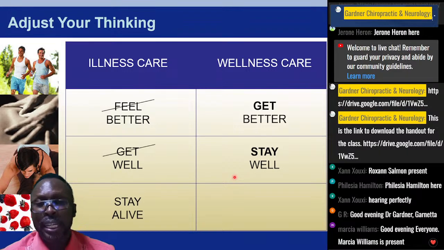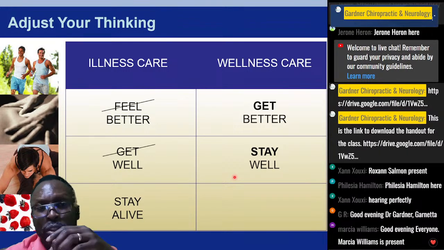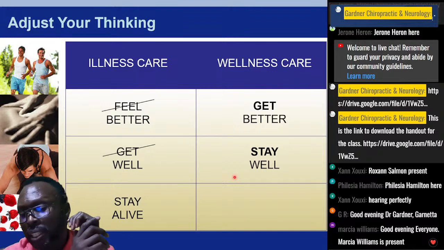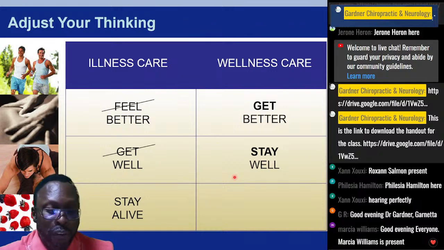And the last one is staying alive. We use how long we live as a measuring stick for how healthy we are. And this is something, unfortunately, that we are guilty of doing over and over and over again. And that's not good.